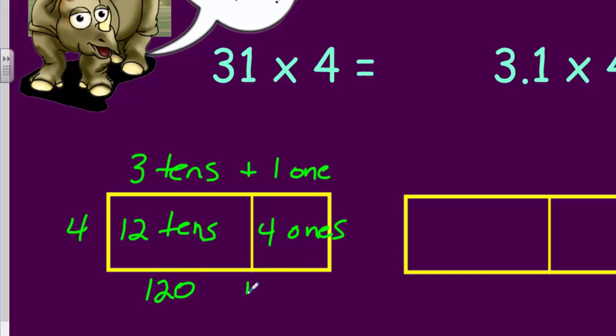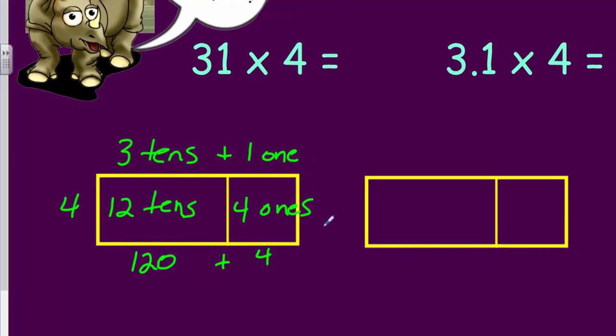And then we're going to add on that 4. And it's just 4 because it's just ones. We add that all together, we get 124. Isn't that beautiful? Let me take a picture.